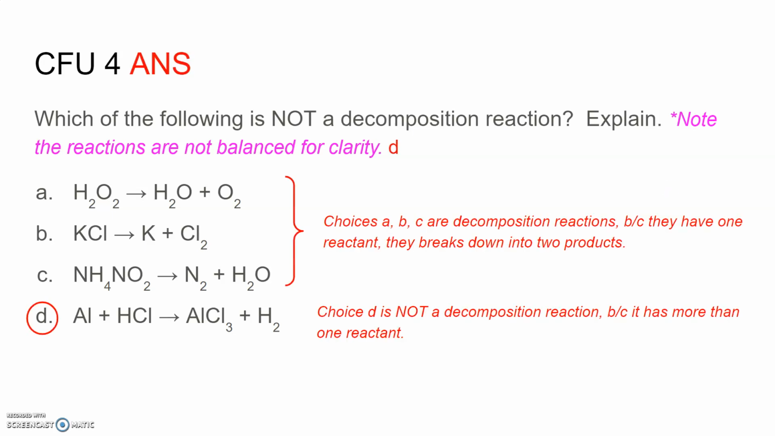So choice A, B, and C are all decomposition reactions because they all have one reactant. They start off with one thing that breaks down into two or more products. In these cases, just two products. Choice D, on the other hand, has two reactants, and a decomposition reaction cannot have two reactants.